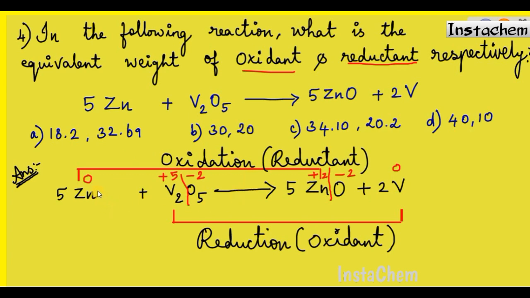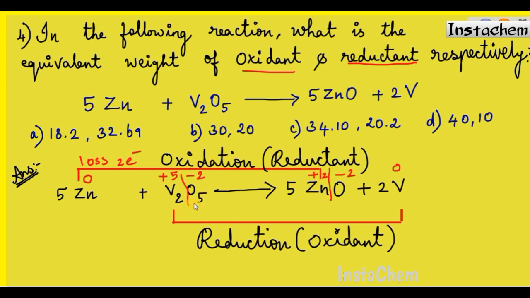Now the substance or chemical which undergoes oxidation by losing 2 electrons, 0 becomes +2. So loss of 2 electrons. Whenever electron loss takes place, that process is oxidation. The substance or chemical involved in this process is called a reductant. Try to remember this. Zinc is a reductant because it undergoes oxidation.